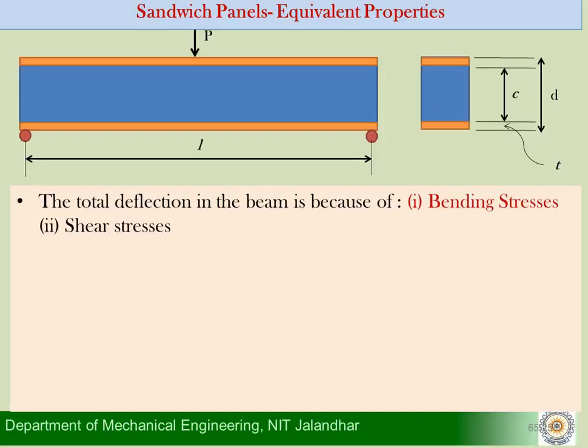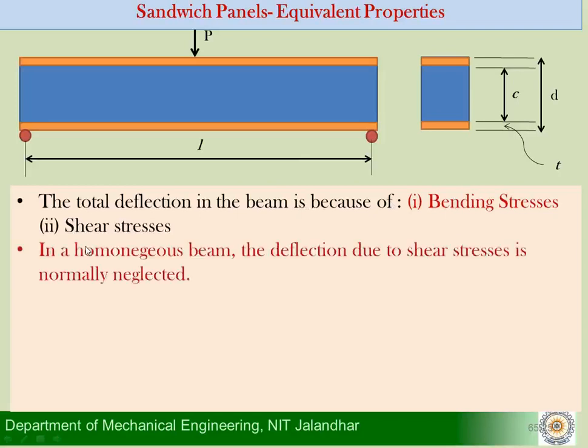But here we cannot do that. I'll tell you the reason why we cannot neglect the deflection because of the shearing. The basic reason is that the core here is very weak; it's not a very stiff material, it's a very low stiffness material as compared to the face material. I'll come back to it in a moment. To understand that, we say the total deflection is because of two reasons: the deflection contribution by the bending, and the deflection contribution of the shearing here.